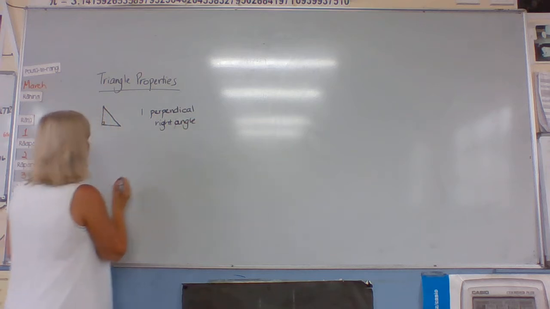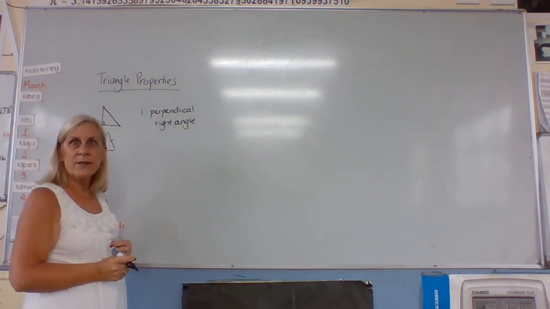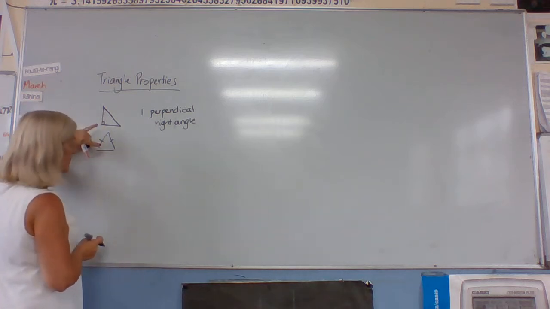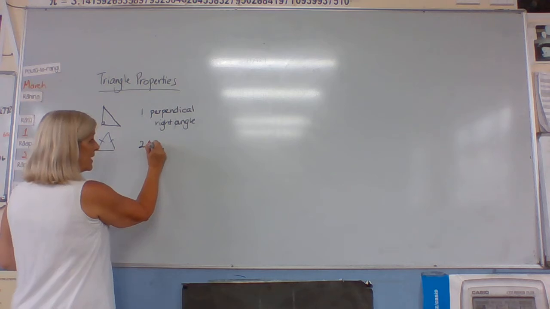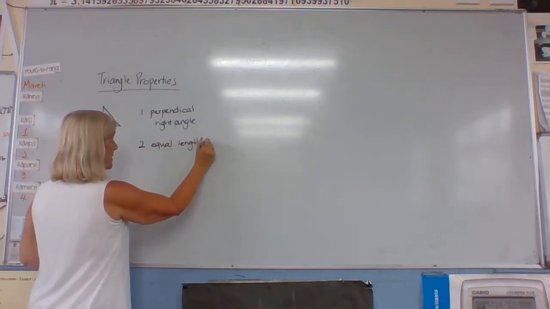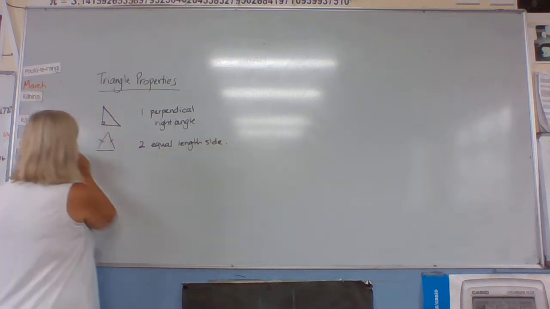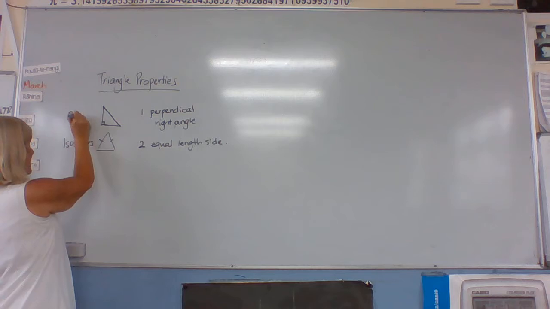All right, next one. We've got an isosceles. Oh, giving you a hint. Yes, we find the length of 2 of the sides, or all 3, and see if 2 are equal. 2 equal length sides for an isosceles.